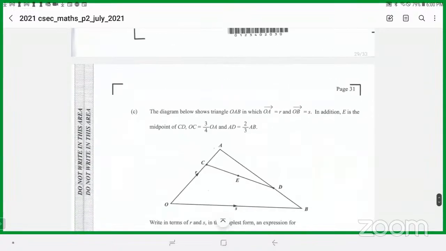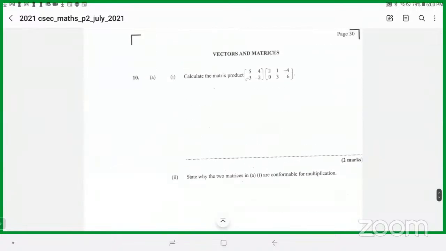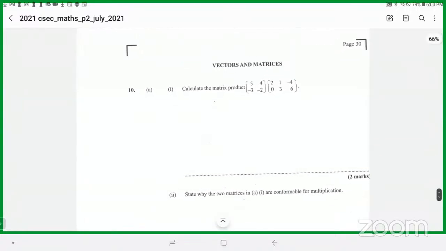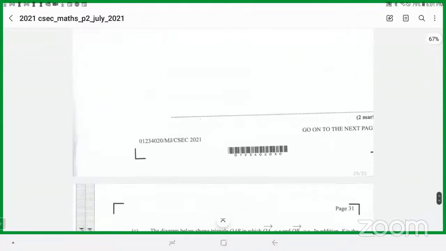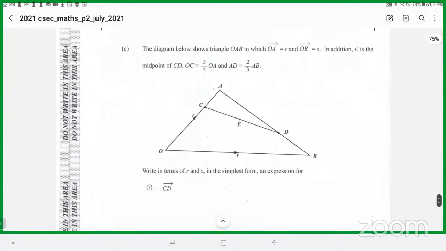All right, so this is another vectors question. This is June 2021, question 10, part C. It's a vectors question right here. It gives us a diagram. Again, I like the diagram because you can see your way around. That's what I like about it. All right, so let's go.